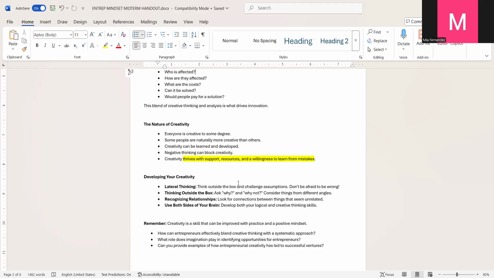But even though this happens, we should bear in mind that creativity can be learned and developed. So don't lose your hope. Let's say if you don't know how to draw, you can still practice. You can improve your skill. So again, creativity can be learned and developed. But of course, before doing such things, bear in mind that negative thinking can block creativity.